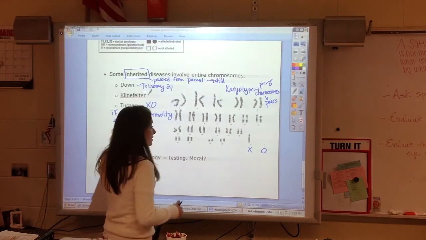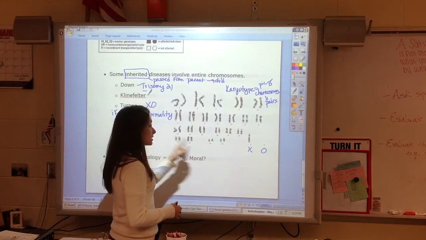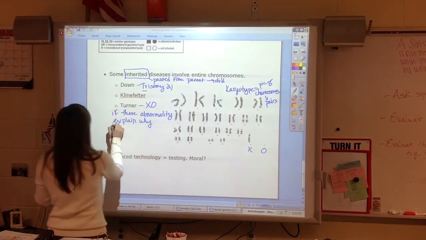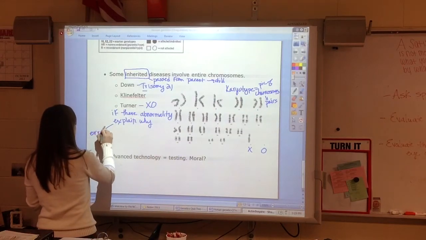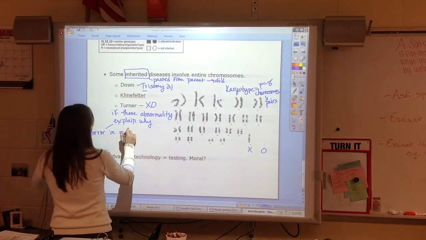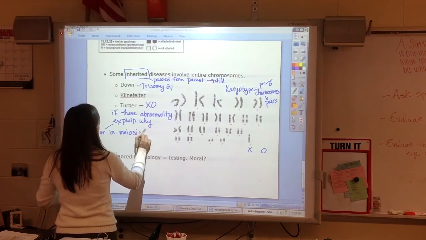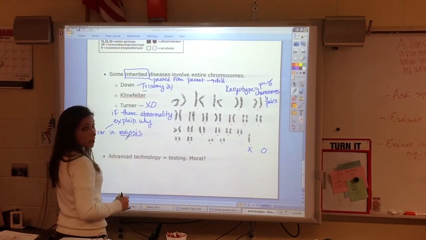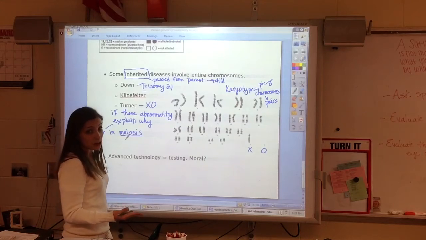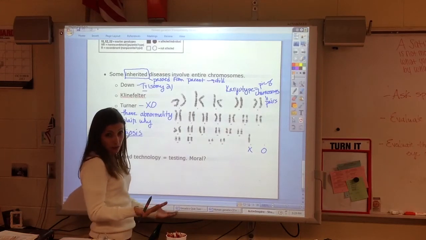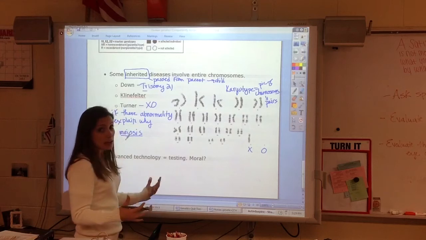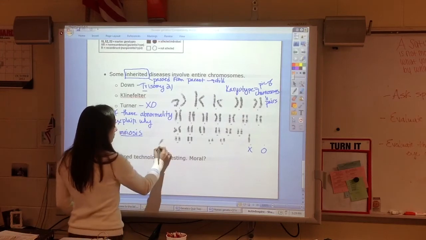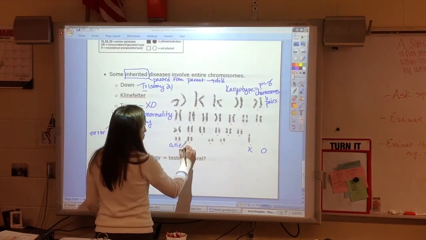Now, why does this happen? This happens because of an error in meiosis. If it's passed on from parent to offspring, that means that during meiosis there was some sort of error during anaphase or metaphase, and there were too many chromosomes. And so this is called aneuploidy.